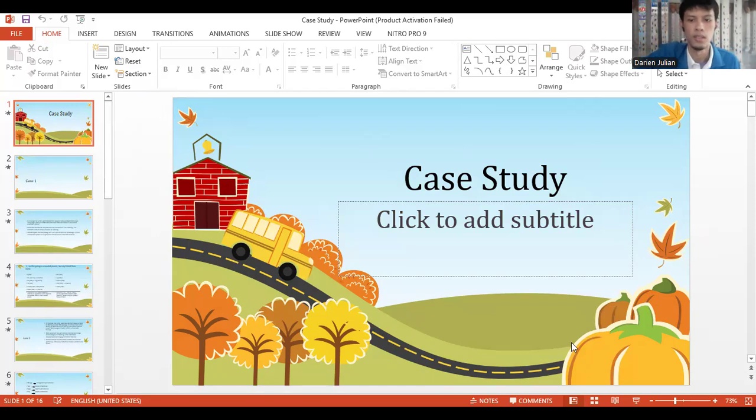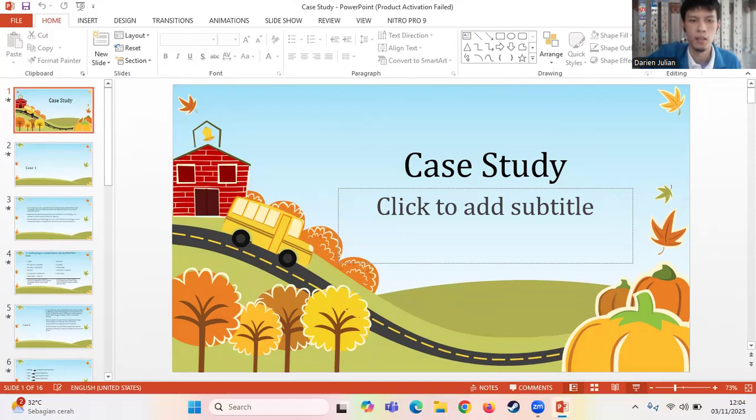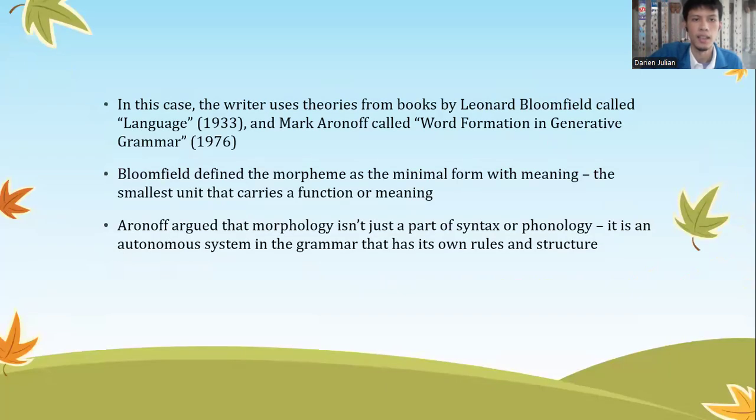Next is part 2, which is the case study. Case number 1. In this case, the writer uses theories from books by Leonard Bloomfield called Language, established 1933, and Mark Aronoff called Word Formation in Generative Grammar, established 1976. Bloomfield defined the morpheme as the minimal form with meaning, the smallest unit that carries a function or meaning. Aronoff argued that morphology isn't just a part of syntax or phonology. It is an autonomous system in the grammar that has its own rules and structure.